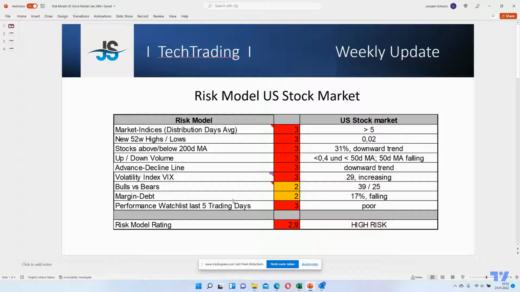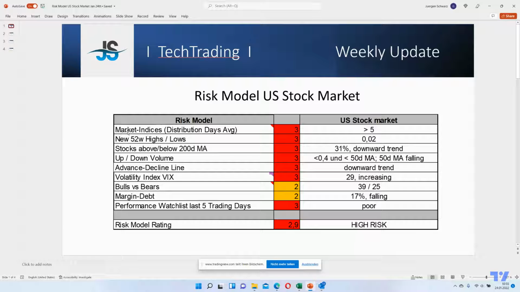As you can already see on this first chart, our risk model rating is deep red. There's really a very high risk in the current market environment. Today we're going to spend some time discussing the most relevant indicators in our risk model, and I'll explain why. This is really not a good market environment for us as swing traders.